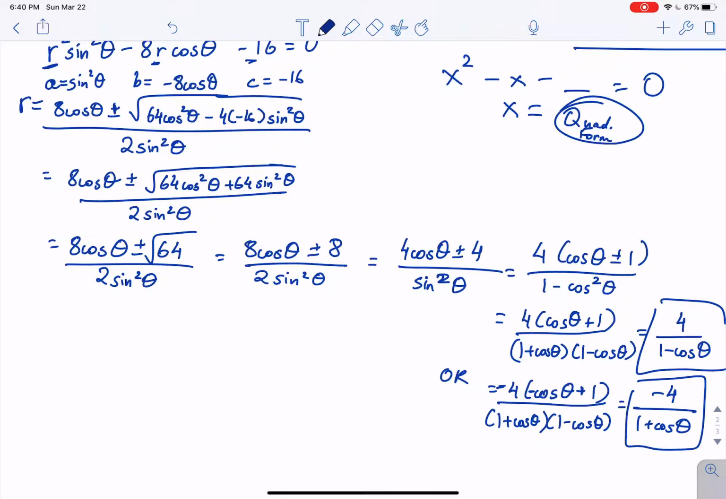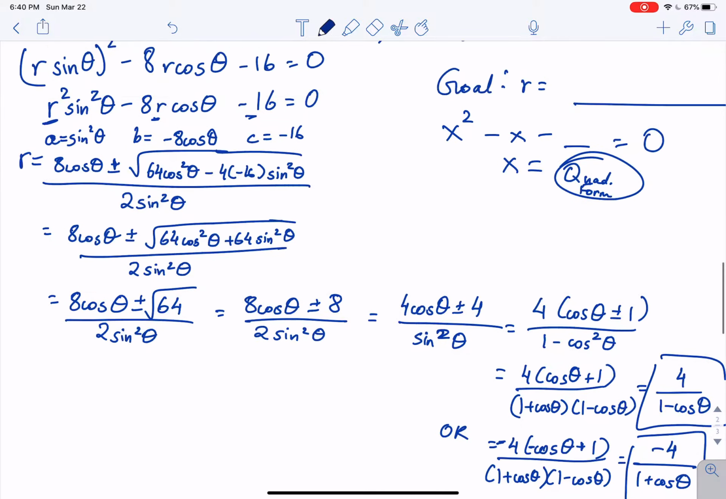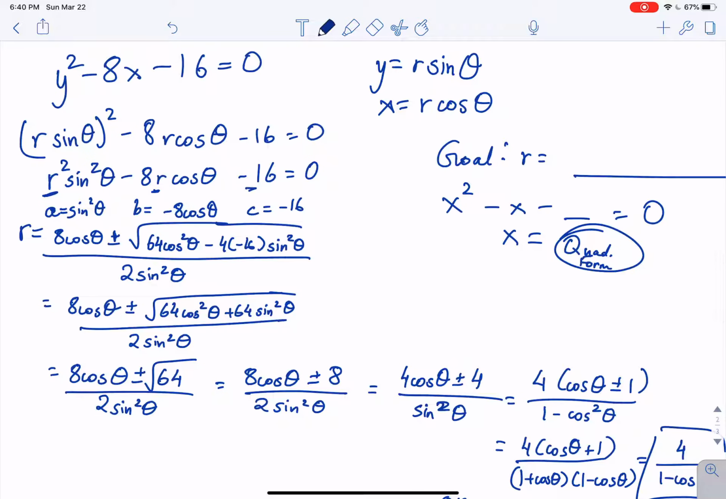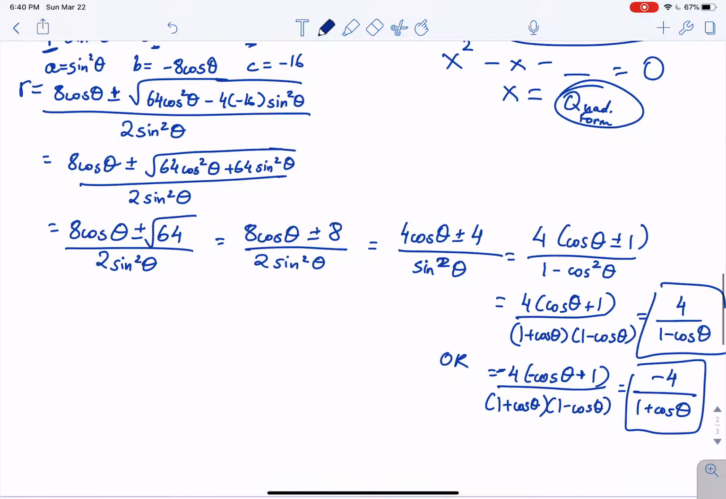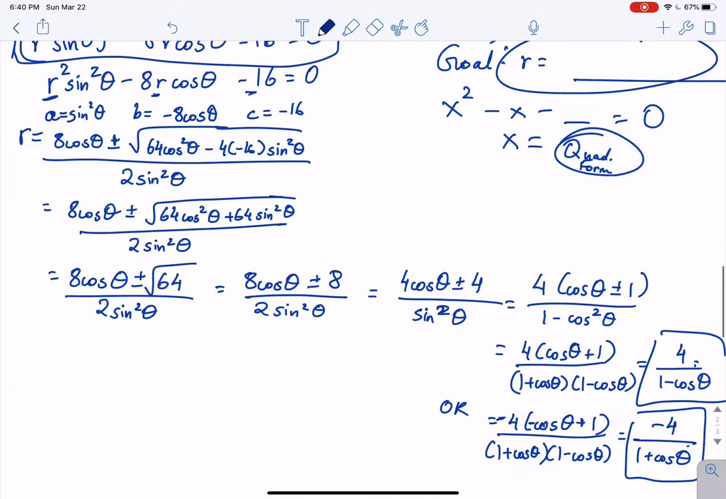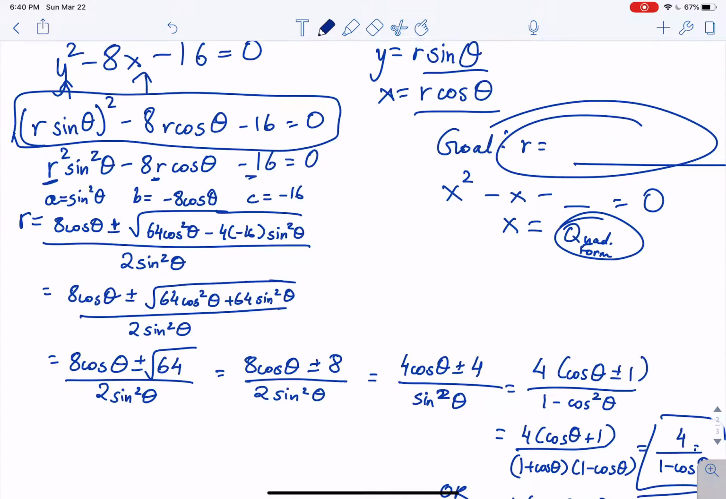But let's just review this again because there were a lot of steps. So the first thing we did was substitute r sine theta and r cosine theta for y and x, and we get this expression. This is already like an implicit version of the parabola. But then we want r equals something. And in the end, we get this as our r equals. But to get that on this particular equation, we had to treat it like a quadratic equation and use the quadratic formula.